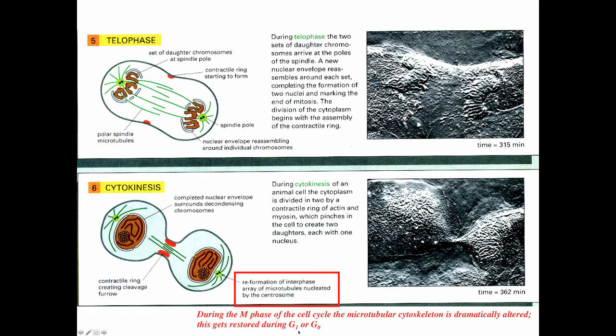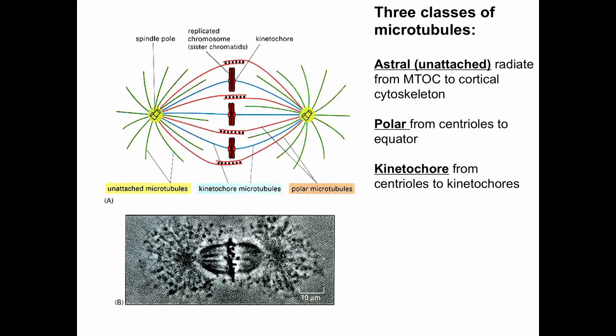One thing I do want to remind you of, during the M phase of the cell cycle, the microtubule cytoskeleton is dramatically altered, and that's going to of course get reestablished once the chromosomes have divided and the nuclei have divided. We understand there are three classes of microtubules. There are astral microtubules that radiate from the microtubule organizing center, and they radiate out towards the cortical cytoskeleton, and that's what would be shown like this or like this.